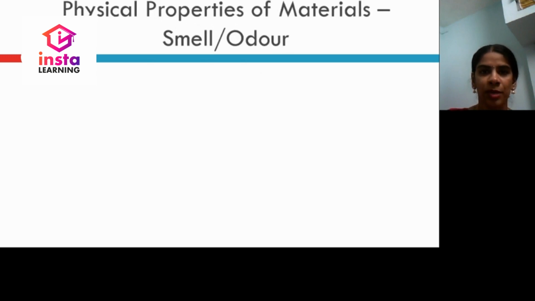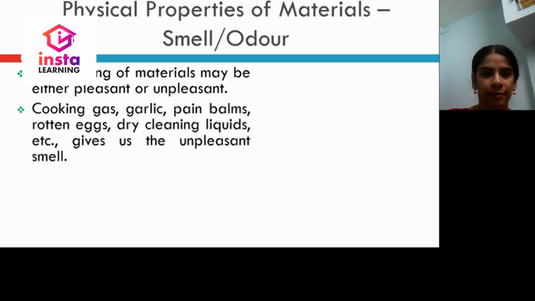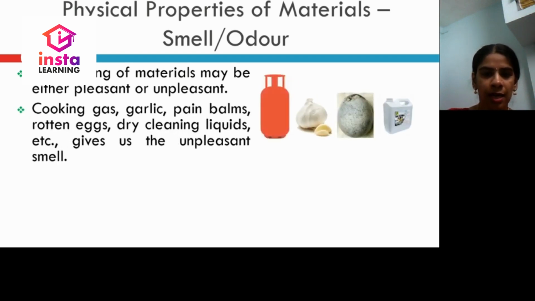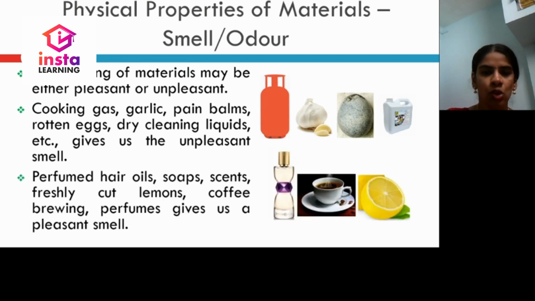Physical properties of materials, that is the odor. The smell of materials may be either pleasant or unpleasant. Cooking gas, garlic, paint, balms, rotten eggs, dry cleaning liquids, etc. give us an unpleasant smell. Perfumed hair oils, soaps, scents, freshly cut lemons, coffee brewing, and perfumes give us a pleasant smell.